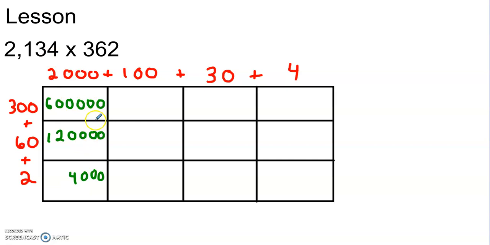So notice how I kept my lines, my digits the same way. I am pausing the video in between writing just to save time. Now here in this box, I would do 100 times 300. In this box, I would do 100 times 60. In this box, I would do 100 times 2. Same follow suit for the rest of this chart.